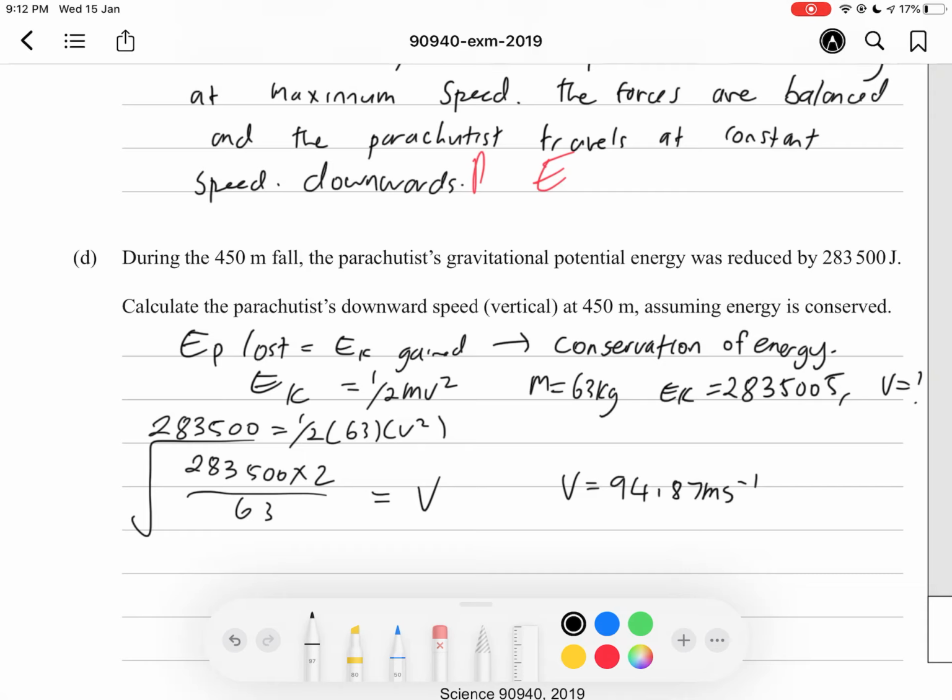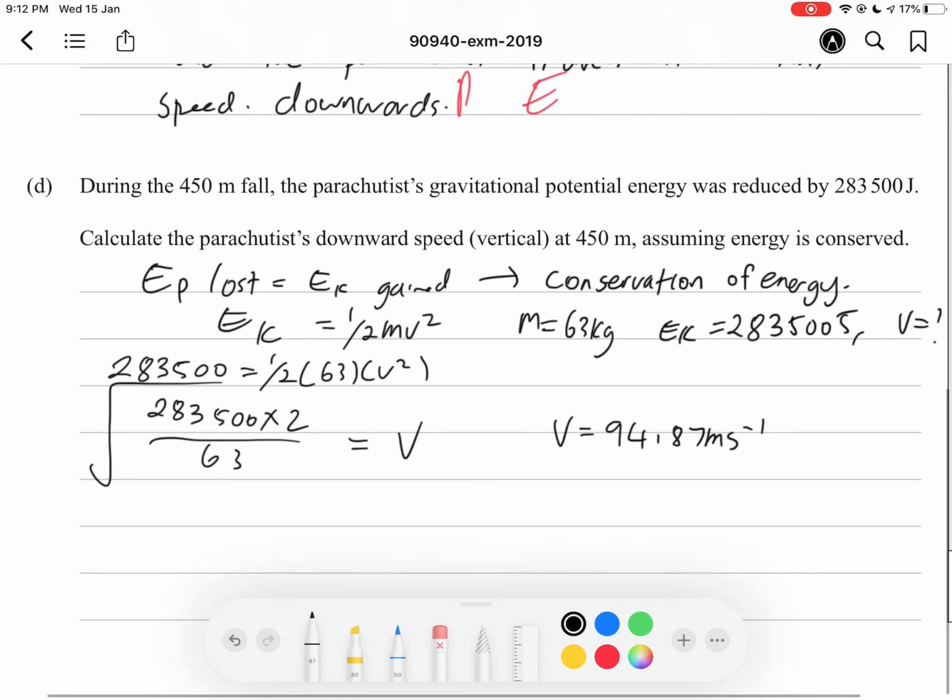However, in real life, the actual speed is going to be lower than this, and this is due to some energy being lost as heat and friction, which was not accounted for in the calculation. But in the calculation, because we're assuming simplicity, the answer comes out to be the maximum speed gain would be 94.87 meters per second.